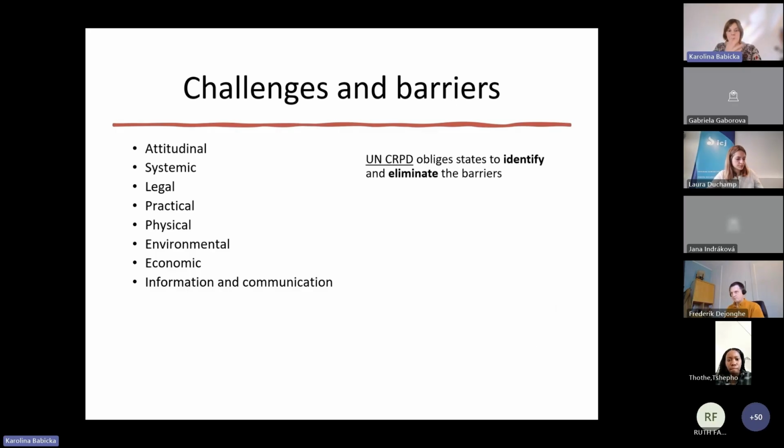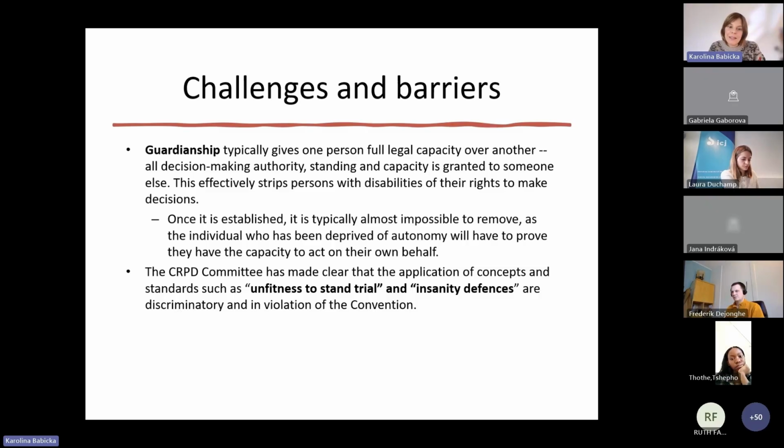There are various types of barriers that persons with disabilities have to face in society, and states have the obligation to eliminate them. Some of the main legal obstacles that a number of EU member states are still using nowadays are, for instance, guardianship, which typically gives one person full legal capacity over another, which then effectively strips this person with disability of their right to make decisions. And I think this was also already mentioned by Ruth in her presentation. Once this is established, it's typically quite impossible to remove, as the individual who has been deprived of autonomy would have to prove that they have the capacity to act on their own behalf.